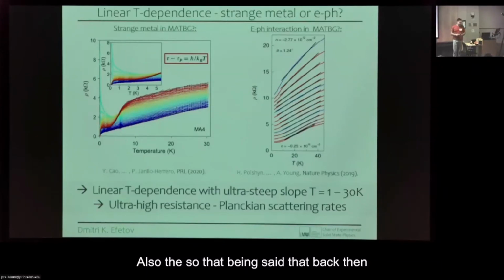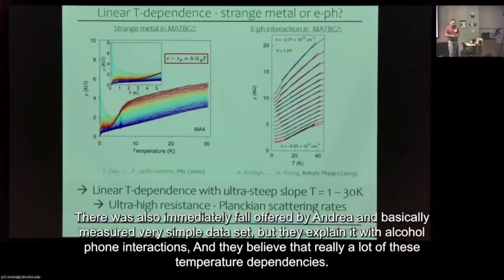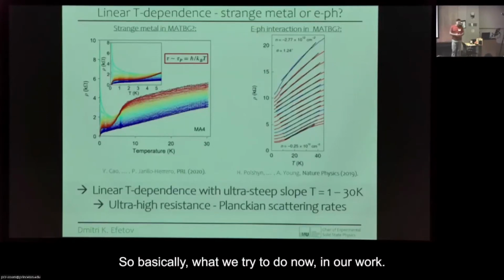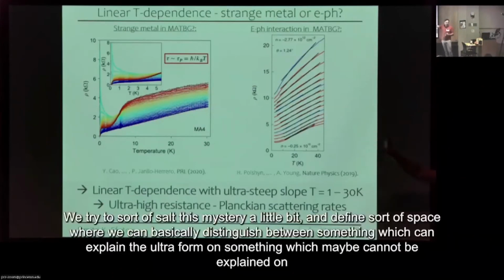That being said, back then there was also immediate follow-up work by Andrea Young and Corey Dean, who measured a very similar data set, but explained it with electron-phonon interaction. They claim that a lot of these linear temperature dependencies can be explained by electron-phonon interaction as well. So what we try to do now in our work is solve this mystery a little bit and define a phase space where we can distinguish between something which can be explained by electron-phonon interaction and something which maybe cannot.